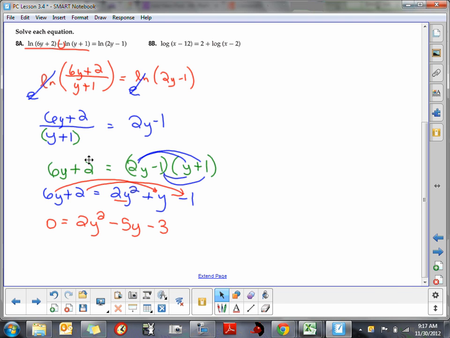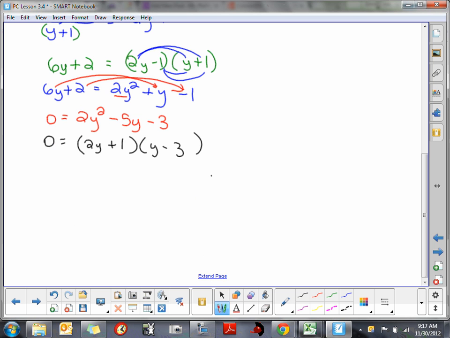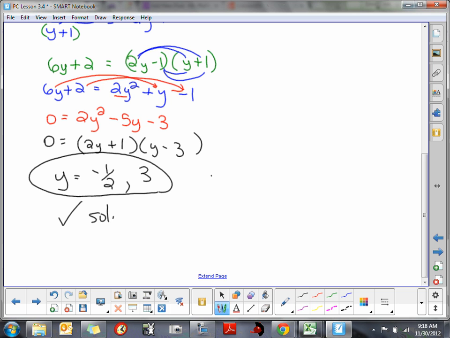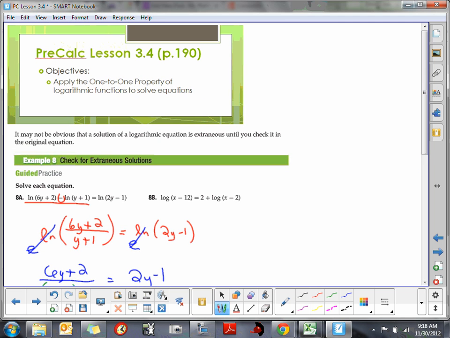We've seen this equation earlier in the lesson, so we get the same quadratic equation that we had before: (2y plus 1)(y minus 3), which meant our potential solutions are y equals negative 1/2 or a positive 3. Again, the emphasis is on checking solutions, so make sure you plug those back in and make sure you don't take the log of a negative number. That's really what our concern is. So our two possible solutions were negative 1/2 and a positive 3.